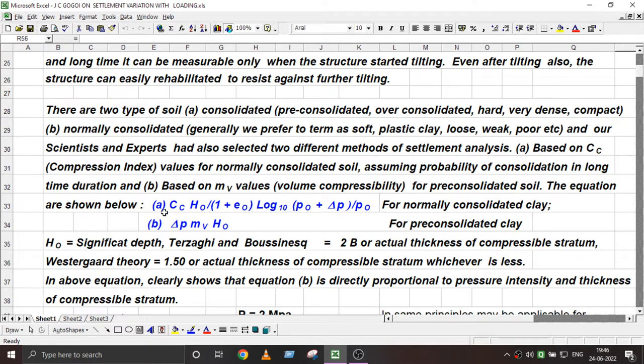Either they have to go directly with this equation, because the volume compressibility value is not readily available. However, the compression index value can be determined with some other empirical equation also. From moisture content one can calculate the compression index, or from void ratio also one can go for the Cc value. But please do not adopt the limit value, although it is recommended in IS 8009 part 1, Cc equal to (WL minus something) into 0.008, 0.007, 0.009, like that.